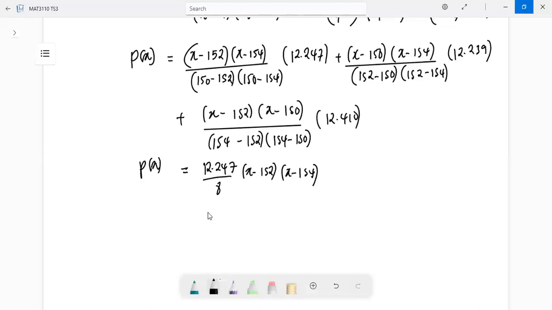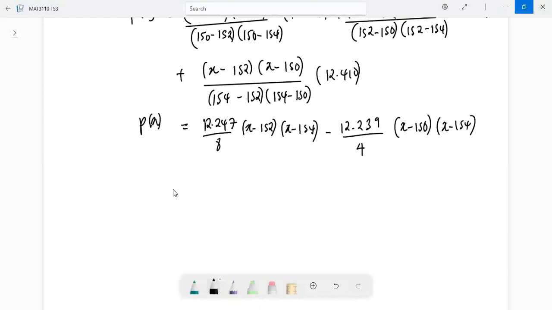Okay, then the next one, I'm also simplifying the denominator there, which is 152 minus 150 times 152 minus 154. So I'm getting negative 4, right? So then it will be negative 12.239 over 4 because of the negative in the denominator there. And then x minus 150, x minus 154. Okay, and then again we simplify here, 154 minus 152, and then times 154 minus 150. So 4, okay?